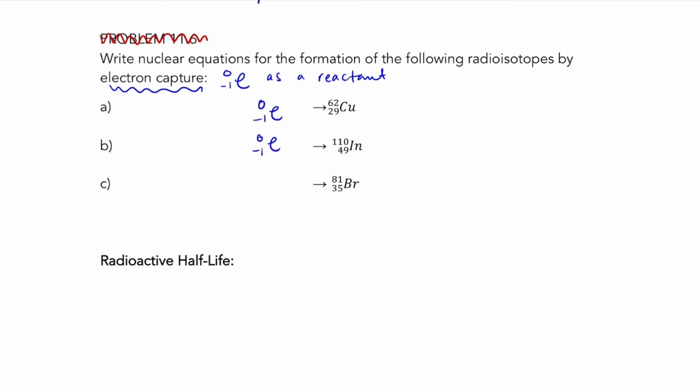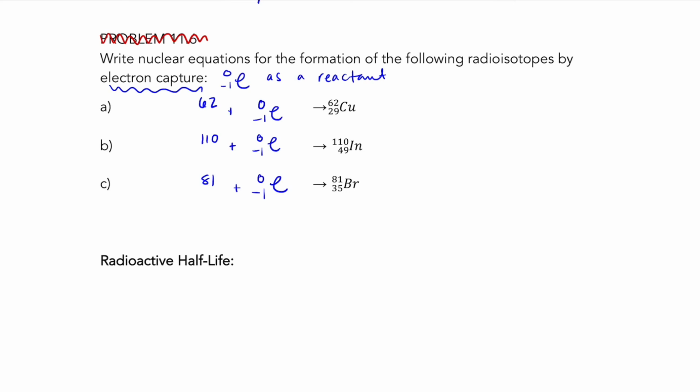So I'm going to put that in as a reactant right now for each one. 0 minus 1 E, 0 minus 1 E, 0 minus 1 E. We're capturing that electron, it goes in as a reactant, and now we have to figure out what else is the reactant. So it's just, again, balancing, adding things together. So what plus 0 equals 62? It's got to be 62, right? 110 plus 0 equals 110, and 81 plus 0 equals 81.